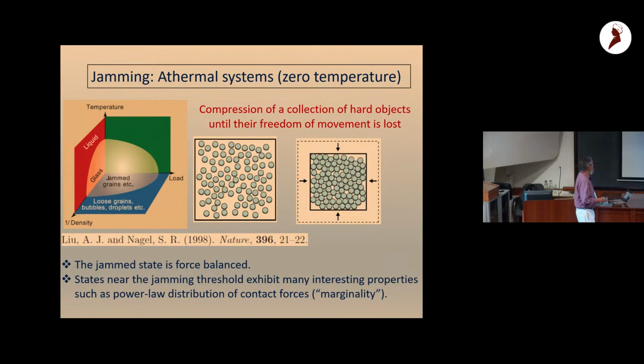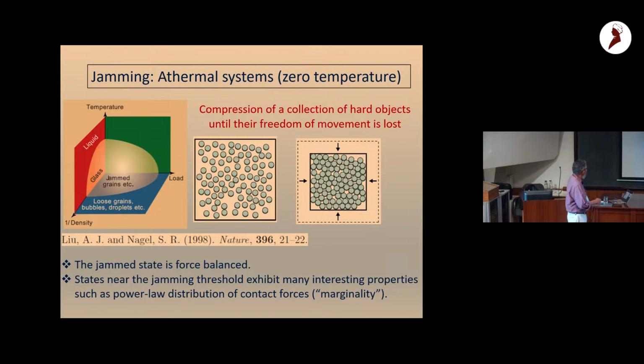So here, what one is talking about is a system where thermal fluctuations are not important. Basically, we put the temperature equal to 0, and there the relevant parameter is the density, or the packing fraction. As one increases the density by squeezing the system, it goes from a sort of flowing state to a state where the particles lose the ability to move around. And this transformation, going from where the particles can move around to where they're jammed, is the jamming transition.